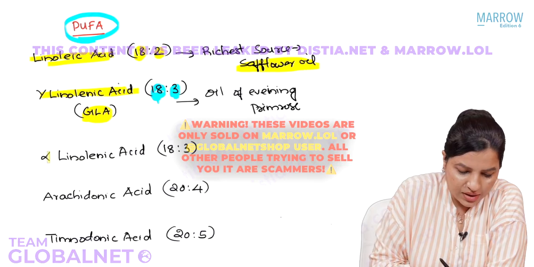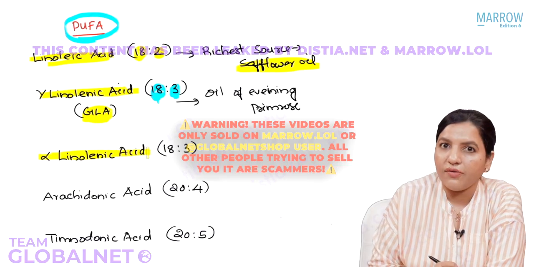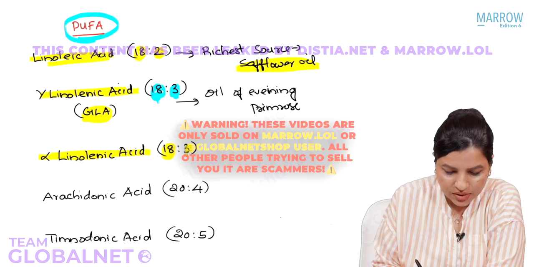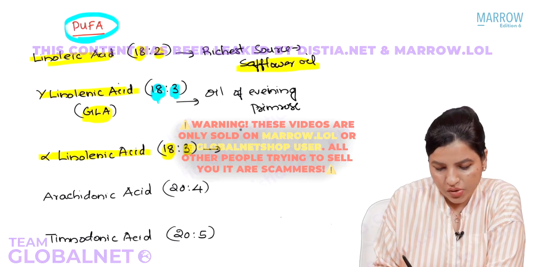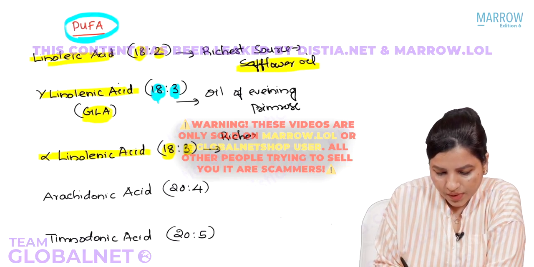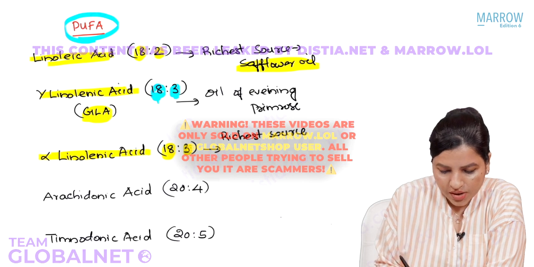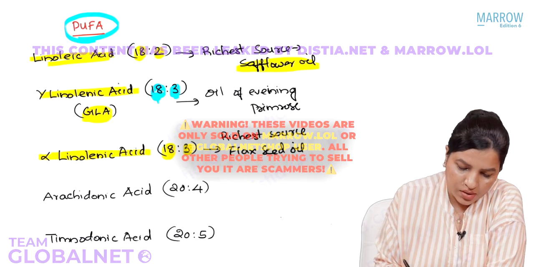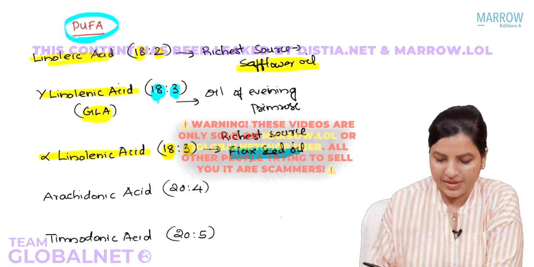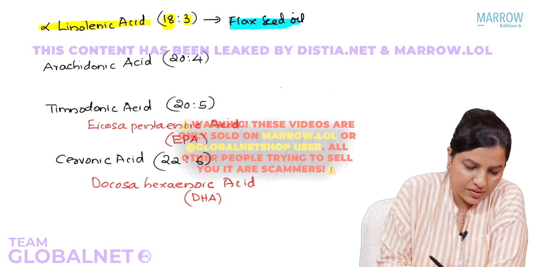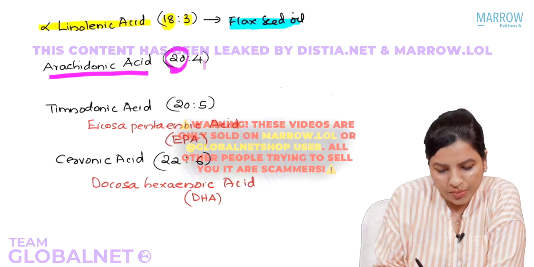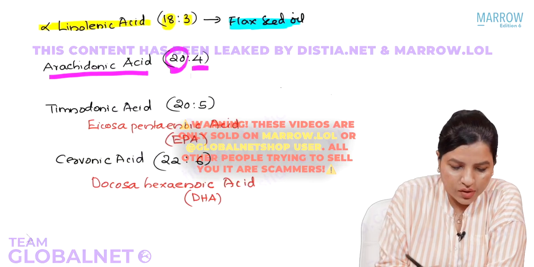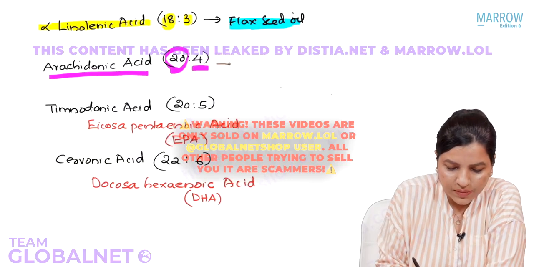The next is alpha linolenic acid, which is also 18 carbon, 3 double bonds. Where is it present? The richest source is flaxseed oil, the richest source of alpha linolenic acid. Then the arachidonic acid. The number of carbon atoms is 20 and the number of double bonds is 4. The arachidonic acid is present in animal fat.